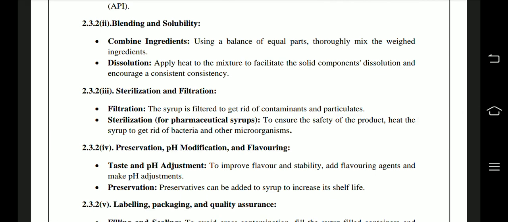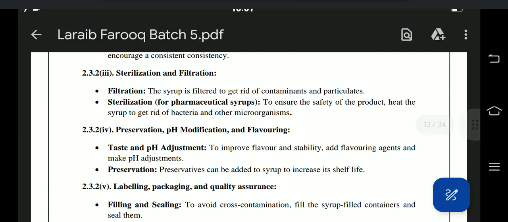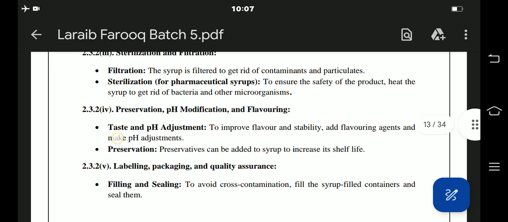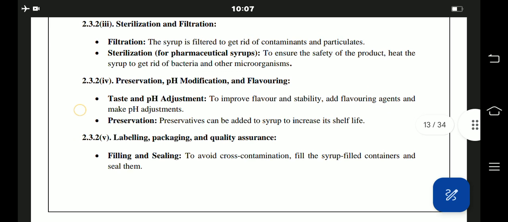Sterilization and filtration. In filtration, the syrup is filtered to get rid of contaminants and particulates. Sterilization, to ensure the safety of the product, heat the syrup to get rid of bacteria and other microorganisms.